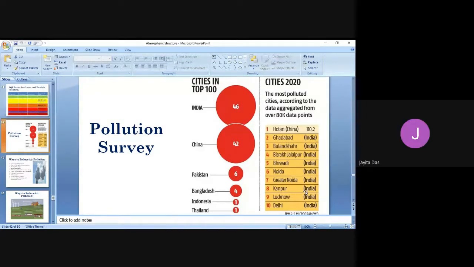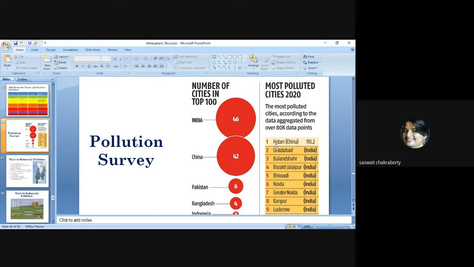Yes. Unfortunately, Noida is more polluted. But then again, all are India: Ghaziabad, Noida, Greater Noida, Kanpur, Lucknow, Bulandshahr, all are India. India has maintained its position. Now this is the 2020 record. See, this is the recent record.